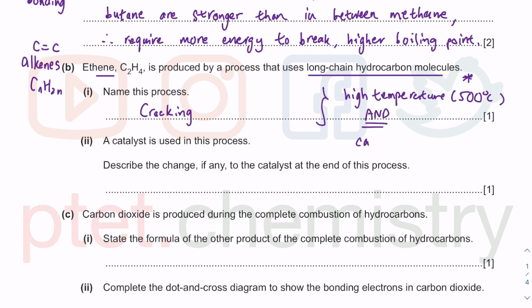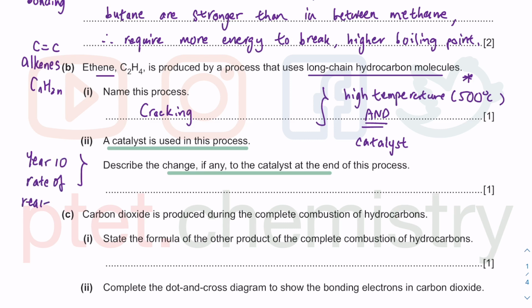There isn't a need for you to know what the catalyst is in the syllabus, but you do need to know that cracking is done in the presence of a catalyst and very high temperature. So this catalyst is used in this process. What change do you have to the catalyst at the end of the reaction? This is from year 10, rate of reaction.